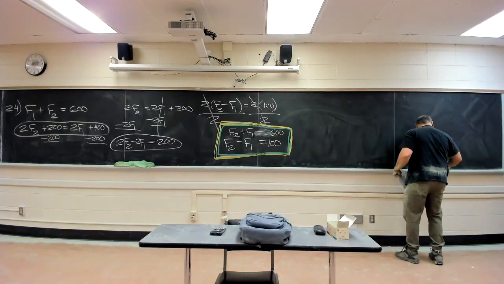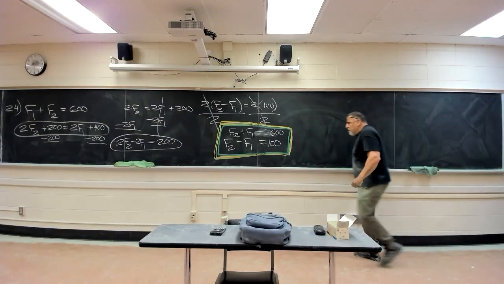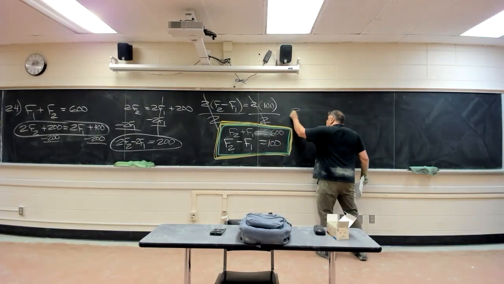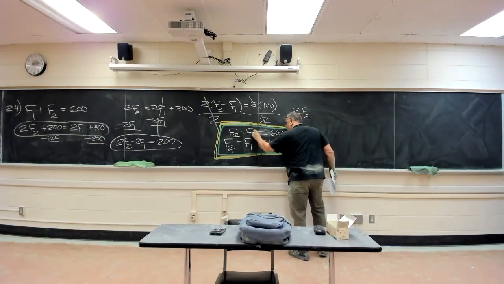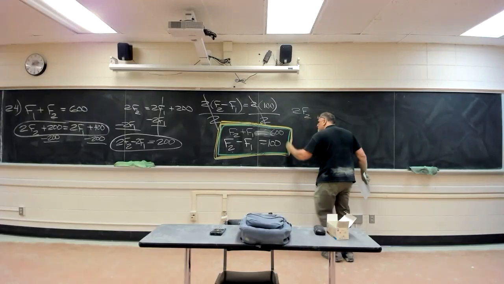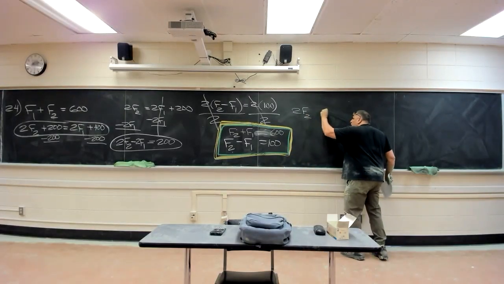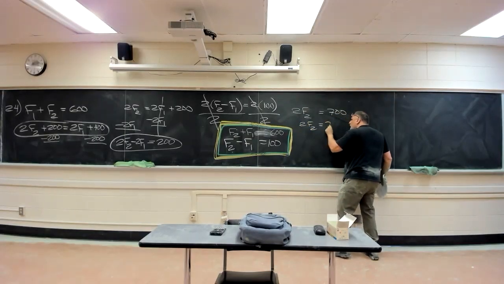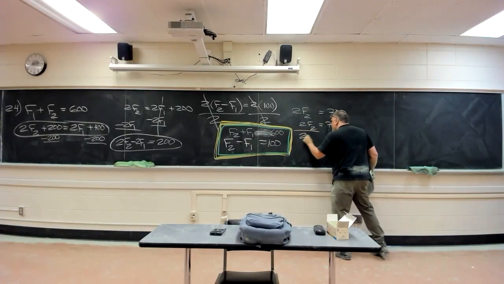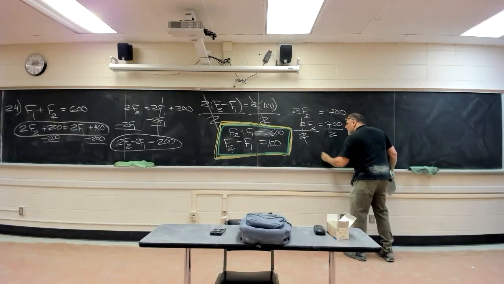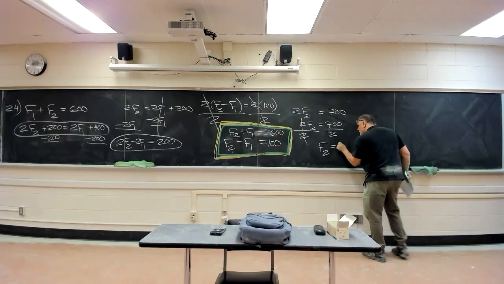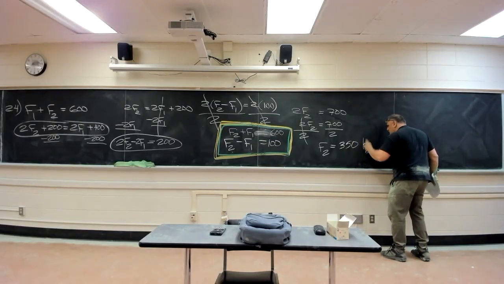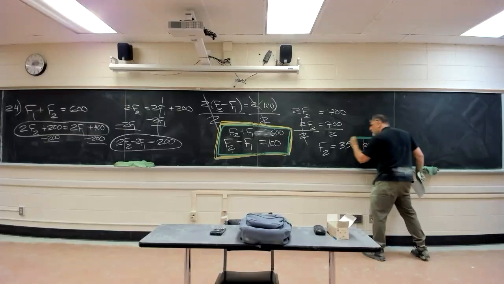Let's go for it. Let's add the two equations. F2 and F2 is 2F2. F1 and negative F1 is 0. 600 and 100 is 700. You can divide by 2 on each side. F2 is equal to 350. They're using kilograms. I'm going to use kilograms. Good enough for me.